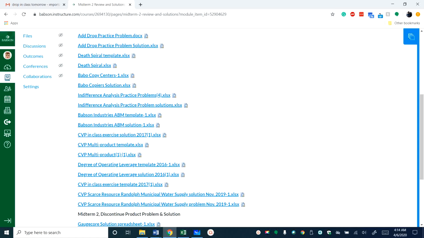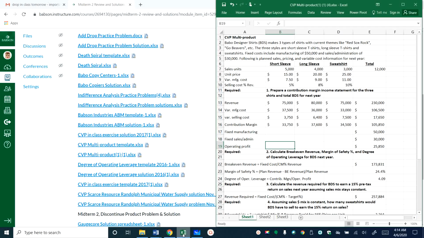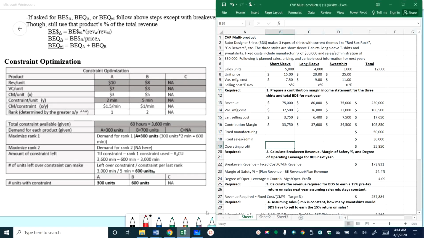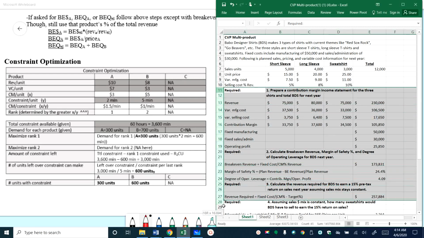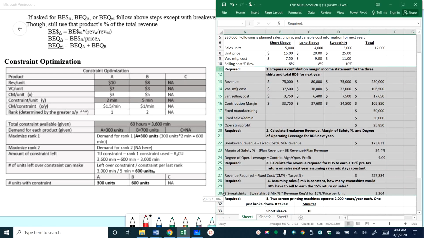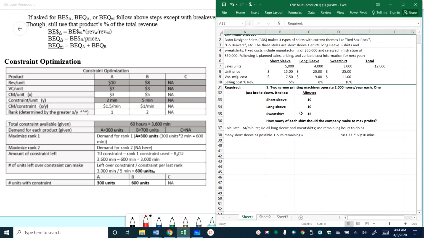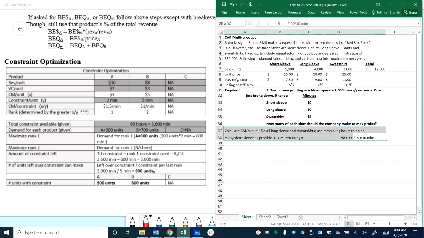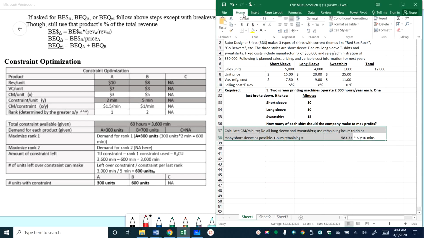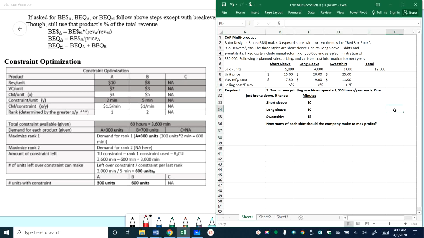Okay, so for our constraint optimization problem, we're actually going to go back to CVP multi-product, which is our favorite shirts problem that we did before, and we're going to finish it up. So I'm going to hide all the stuff we did before because it's unnecessary for this. I'm just going to hide these, and here we're left with our new problem. It's the same problem as before.